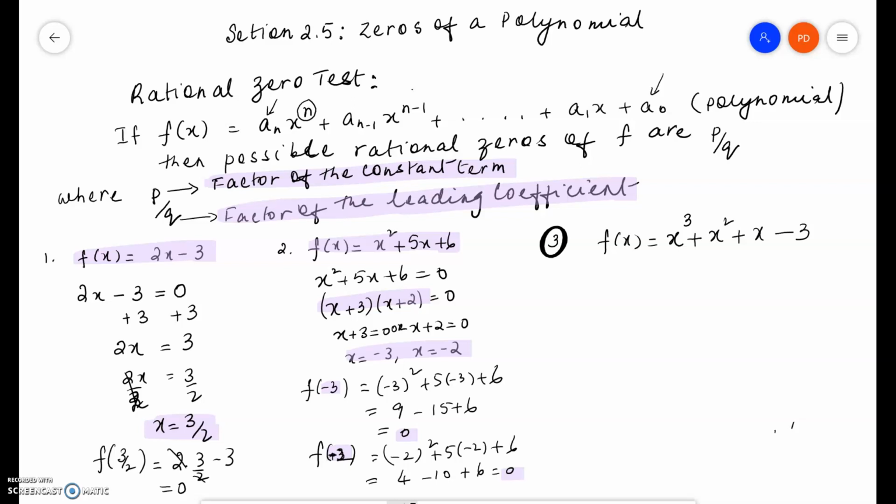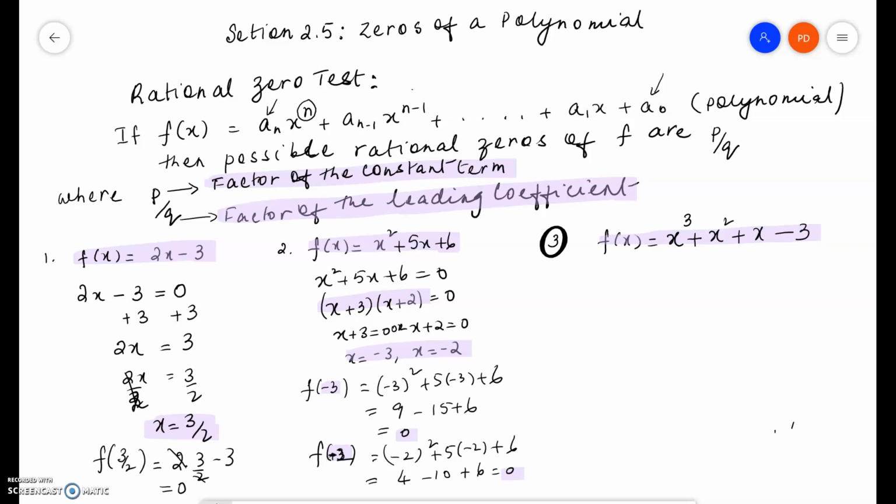So it's a quadratic equation that we had to solve. What if we were not able to factor the quadratic function? Then in that case, we would use the quadratic formula and solve it. So there is a method that we could use to solve the equation. But now suppose we got f of x equals x cubed plus x squared plus x minus 3. Where do we begin? There is no single process that we can use to solve this equation.